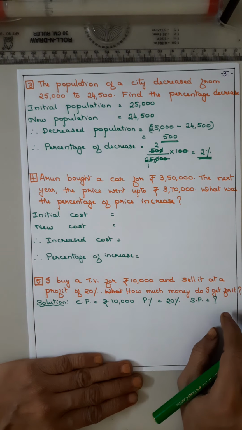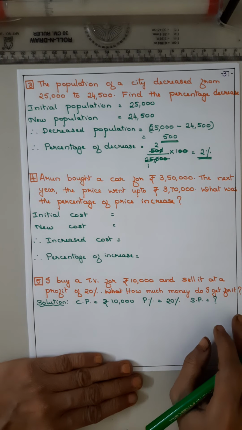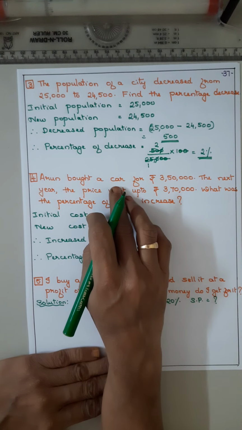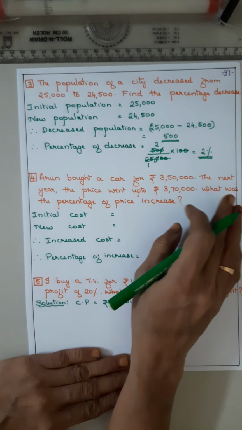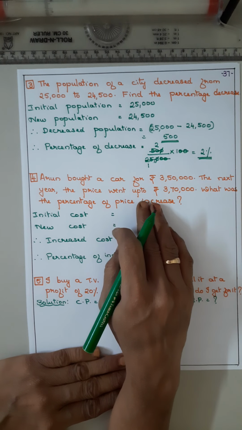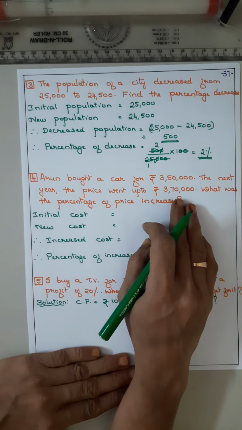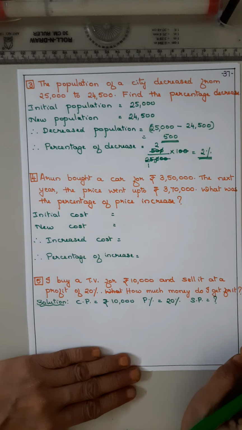Is it clear? So first you have to find out the difference, and for percentage, the difference upon the initial one into 100. Now Arun bought a car for rupees 3,50,000. The next year the price went up. Went up means increased to 3,70,000. What was the percentage of the price increase?